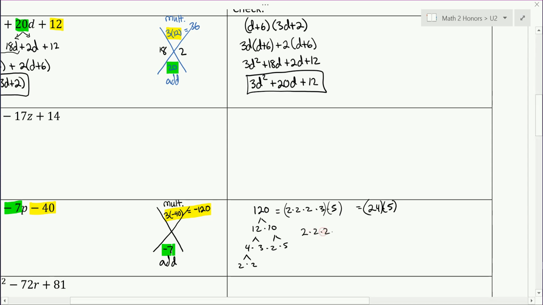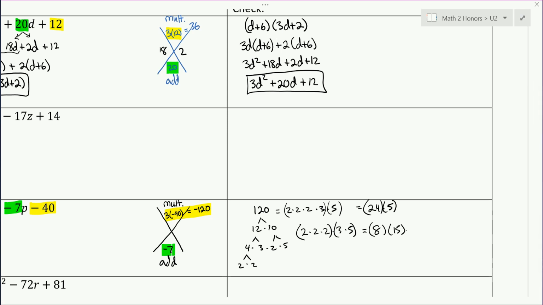I got 3 2s, a 3, and a 5. Let's try this way. Well, what's the 3 2s? 8 and 15. Well, if I add those, I don't get 7. If I subtract them, do I get 7? Yes. So 8 times 15 is what we want to work with.